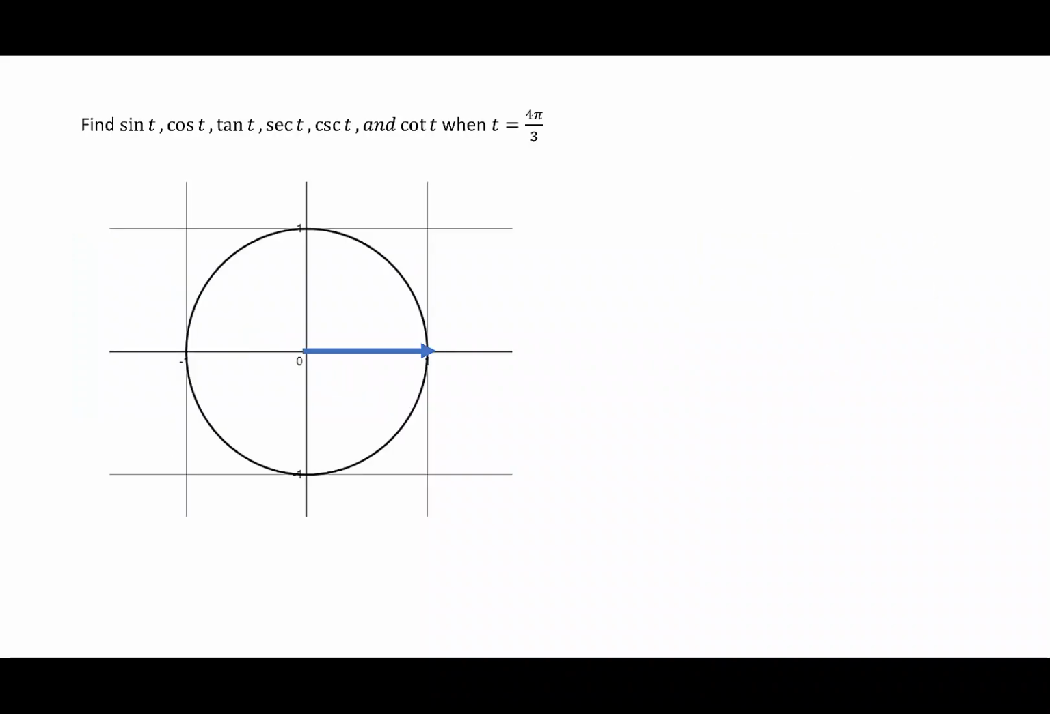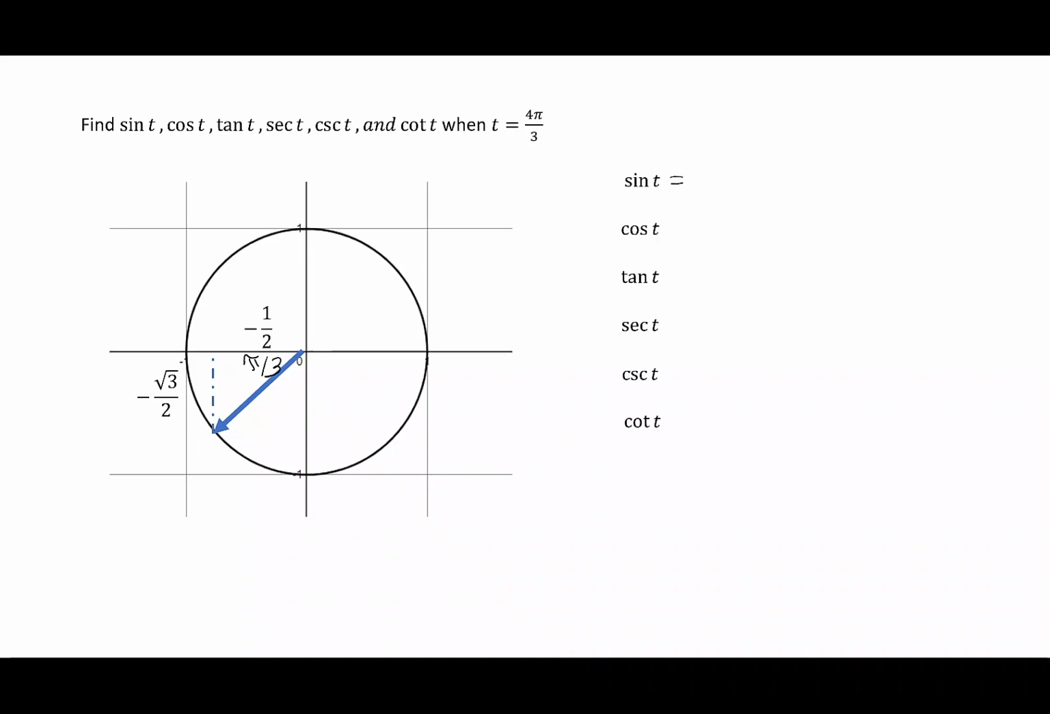Next, we'll find the 6 trig values when t is 4 pi over 3. We want to start by finding our angle. 4 pi over 3 is in the third quadrant. From our standard angle, we can find our reference angle by including a vertical line to the x-axis. This tells us that our reference angle is pi over 3. Because we're in the third quadrant, both the sine and the cosine will be negative. Sine will be negative square root of 3 over 2. Cosine will be negative 1/2.